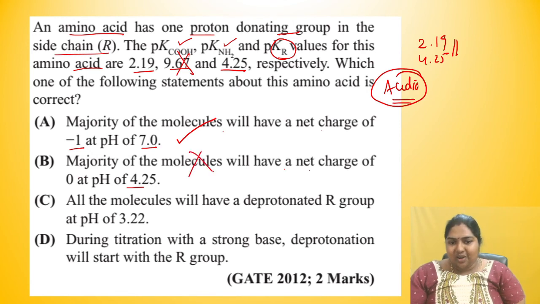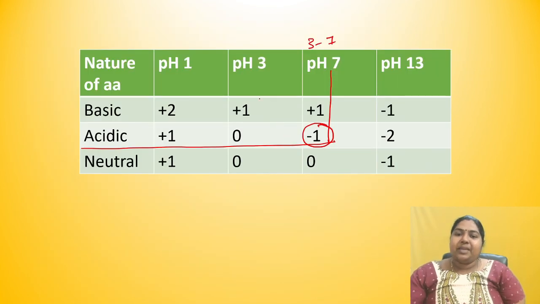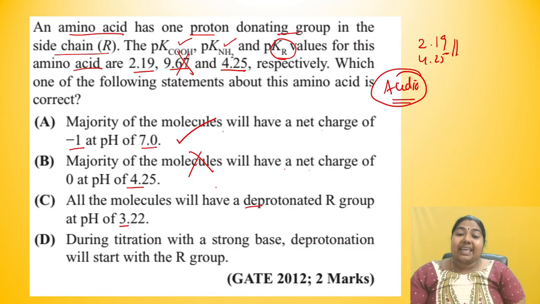So this is wrong. Coming to the third statement: all the molecules will have the deprotonated R group at pH of 3. Is it so? Check the pH of 3. At pH of 3, it is going to be almost 0. They say that they will have the deprotonated group. If it is a deprotonated group, then it becomes -1. So this statement is also wrong.